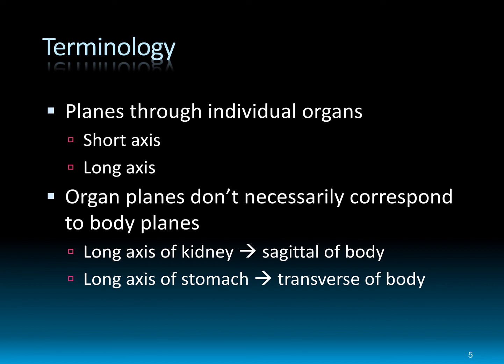And like I just said, organ planes don't necessarily correspond to the body planes. So the long axis of a kidney is the sagittal of the patient's body, so a fairly comparable plane, whereas the long axis of the stomach is actually a transverse plane of the dog's or cat's body. So again, whenever you're describing the plane you're acquiring, make sure you're being detailed and describing it in terms of either short axis or long axis of the organ, or what plane of the body you're in.